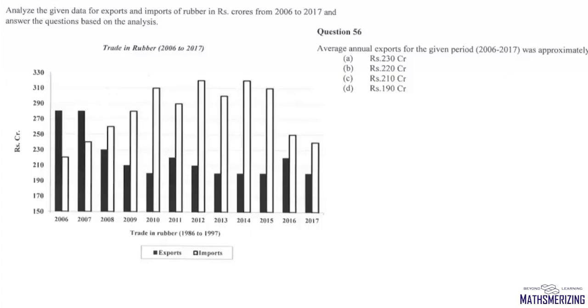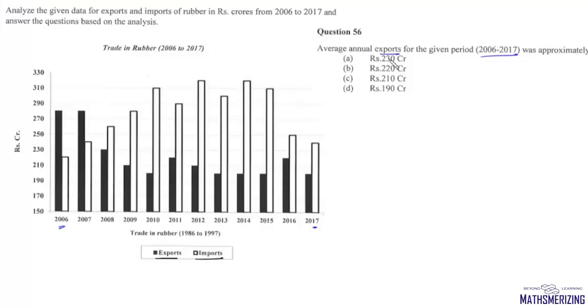Now questions from 56 to 60 are all based on this given data. It says, analyze the given data for exports and imports of rubber from 2006 to 2017 and answer the questions based on the analysis. This black bar graph represents exports, and this white one represents imports. Question number 56 says we need to find the average annual export for this given period from 2006 to 2017, and we need to find this result in approximate terms.